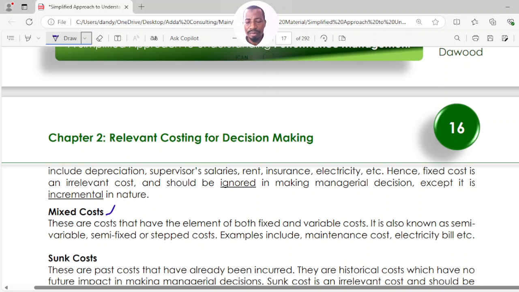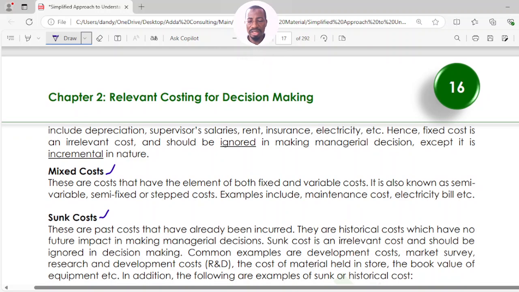All right, then what do you understand by sunk costs? Sunk costs are past costs. They are costs that have already been incurred. So they represent historical costs which have no future impact in making managerial decisions. So sunk cost is irrelevant and should be ignored. Anywhere you see past costs, anywhere you see historical cost in a question, it is not relevant and should be ignored. What are the examples of sunk cost?